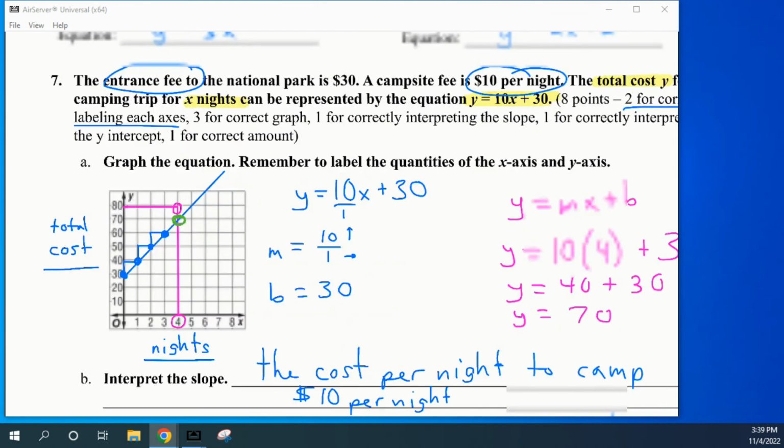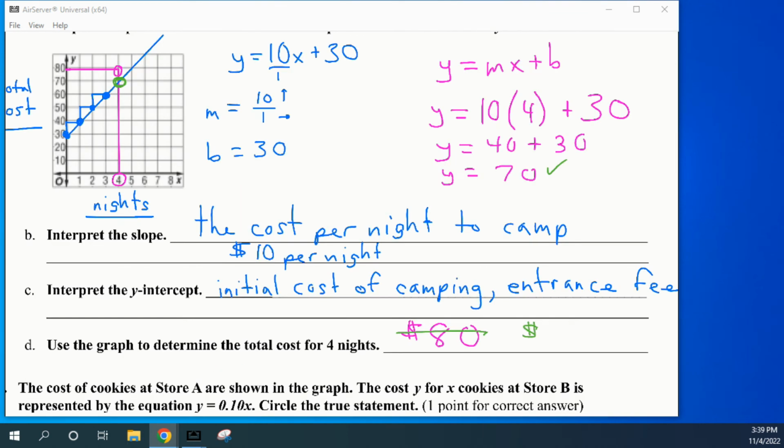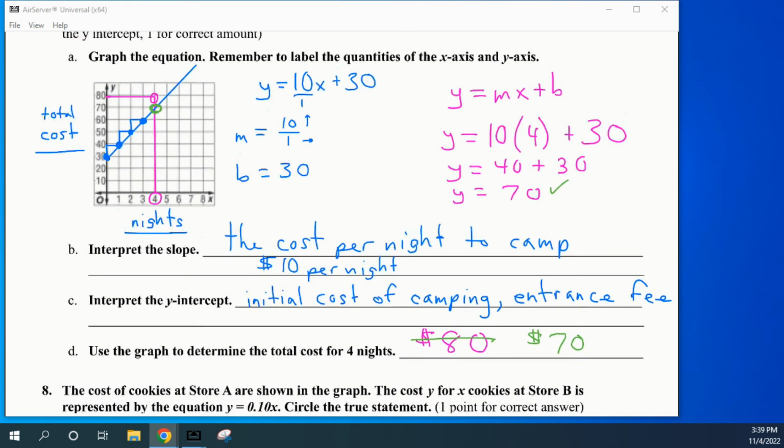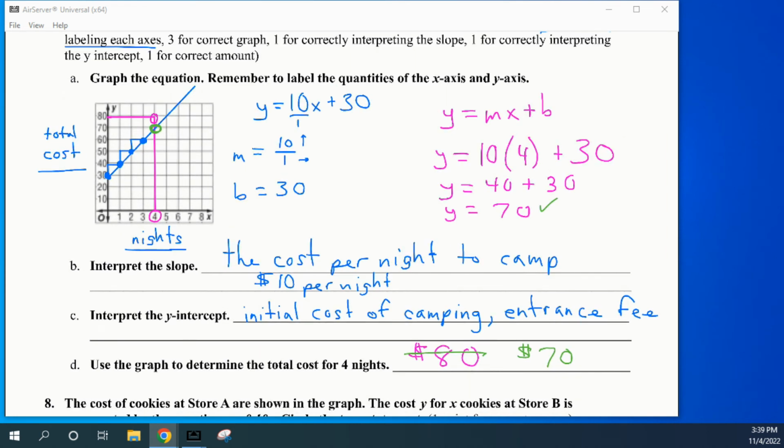So the graph is not always accurate, but the equation is. So it should not be 80. I just proved why it wasn't. It should be $70. If you're just going to check the answer key on this, you will probably be very confused. That's okay. Good talking points for Monday.